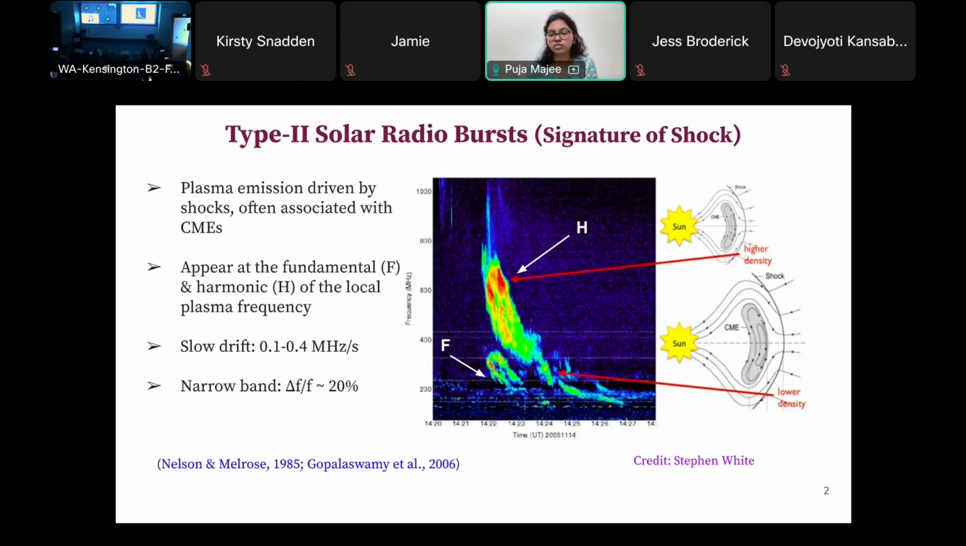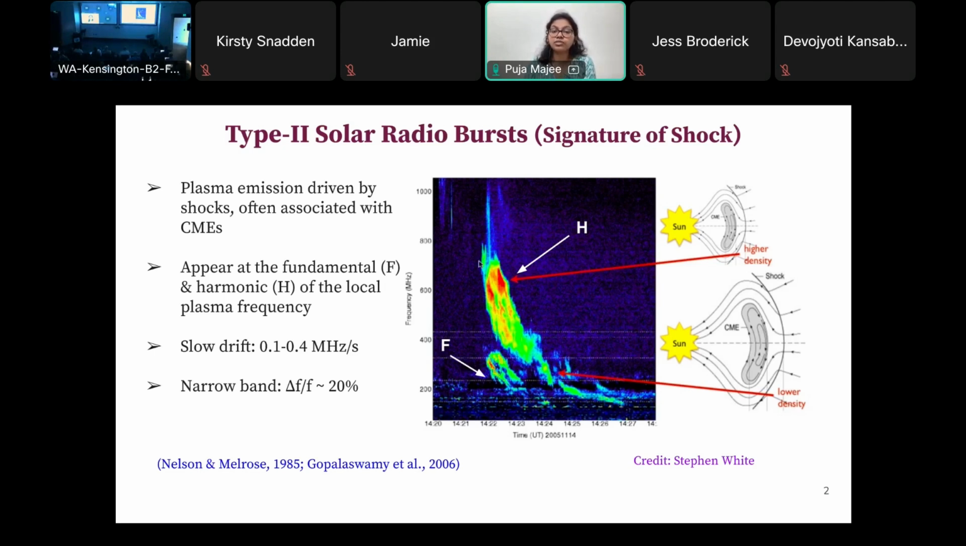So you may have heard a lot about CMEs, which are the potent driver of space weather. So when these CMEs erupt, they often drive a shock, and these shocks give rise to plasma emissions, which are known as type 2 radio bursts, at a frequency which is at the local plasma frequency and its harmonic. So this figure basically shows you the dynamic spectrum. So this is how the type 2 emission looks like. This is the fundamental emission, which is at the local plasma frequency, and this is the harmonic emission.